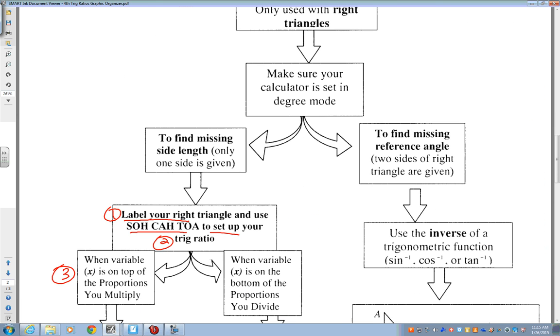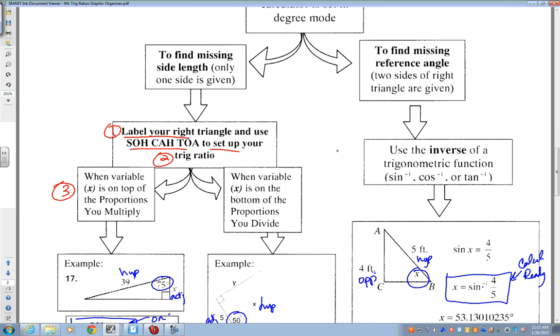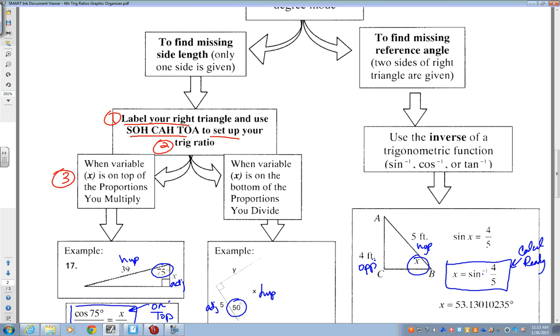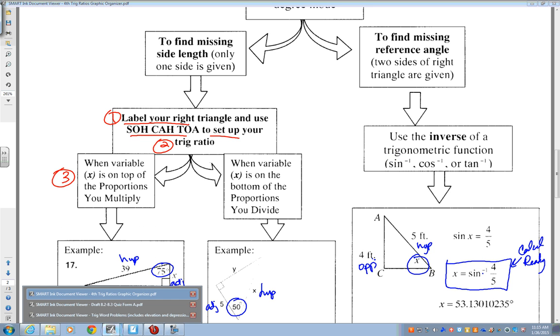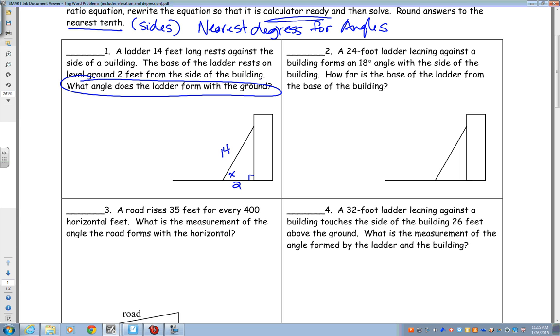Now, because the problem says what angle, are we finding the side length or the reference angle? Reference angle. So it tells us right here that we're going to use the inverse trig function to solve it. We still have to determine that trig function. So if you go back to our drawing, circle our angle. We know 14 is the hypotenuse and 2 is adjacent. So what trig function deals with hypotenuse and adjacent? Cosine. If you forgot, remember we're using our SOHCAHTOA. That's what we've got to use. So A and H would be cosine.